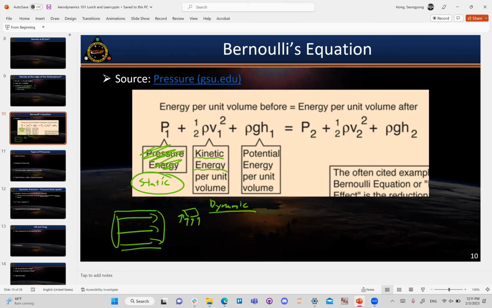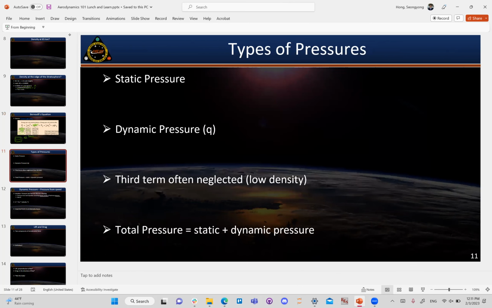And this third term, we tend to ignore as aerodynamicists. Sorry, if you're a hydrodynamicist, maybe you would care about it more, but yeah, we don't care about this term. But as I talked about already, we have different types of pressures: static pressure, dynamic pressure, and a third term that is often neglected.